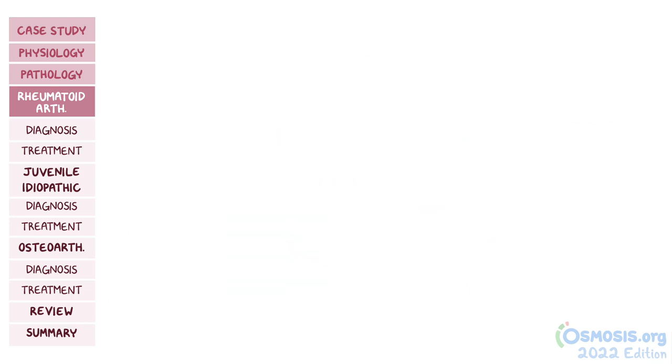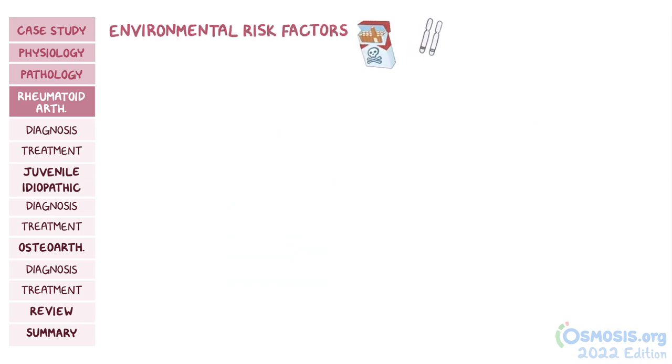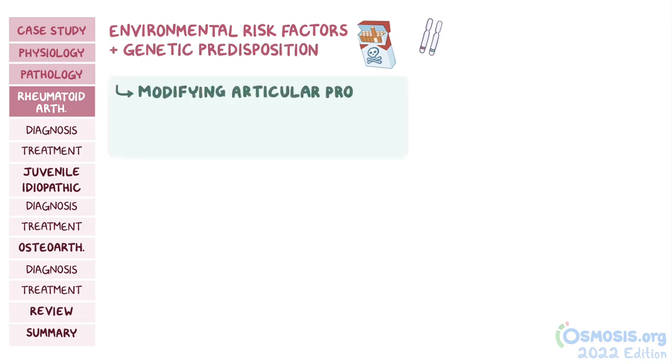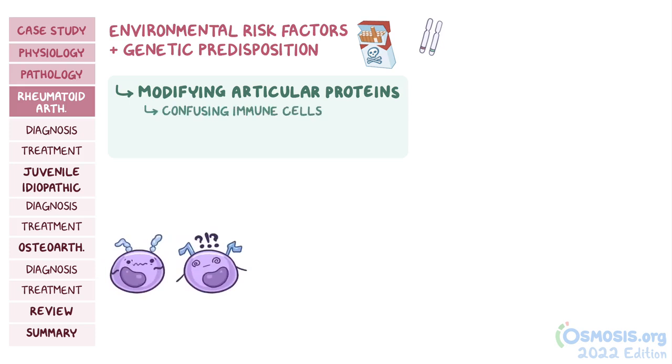So basically, it's believed that environmental risk factors in those with genetic predispositions end up modifying normal articular proteins in synovial joints. As a consequence, the modified proteins end up confusing the cells of our immune system, which fail to recognize them as being self, or part of the normal human body. So at this point, the protein is now a self-antigen.